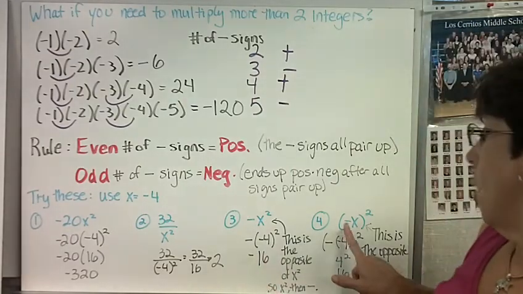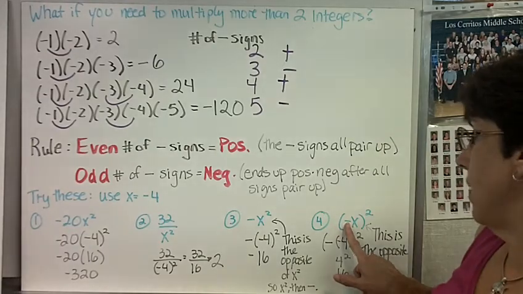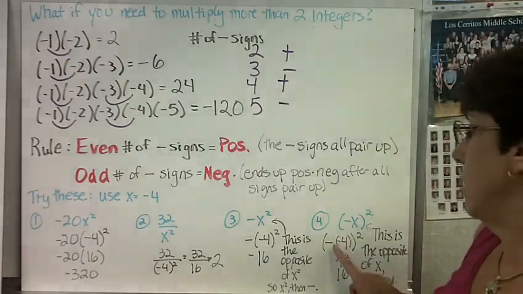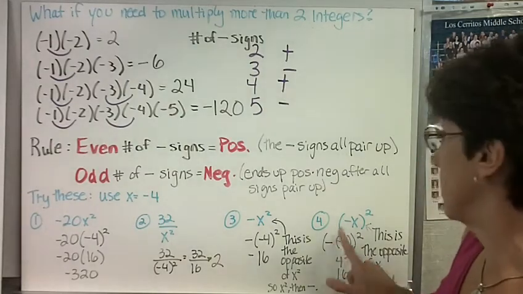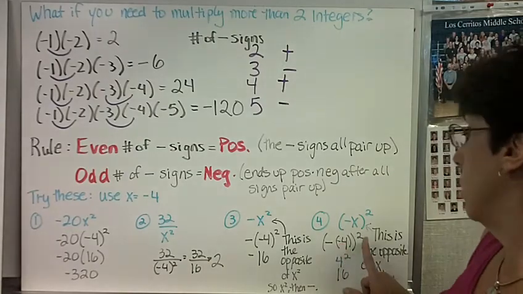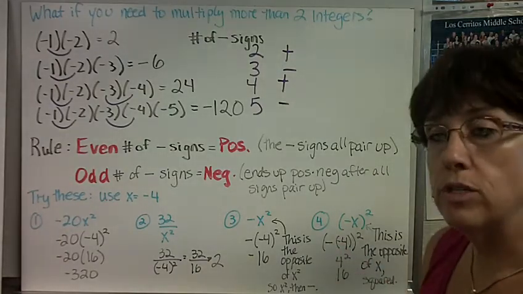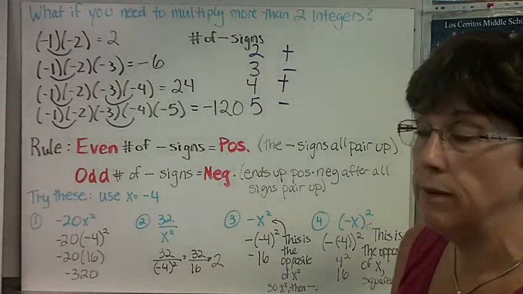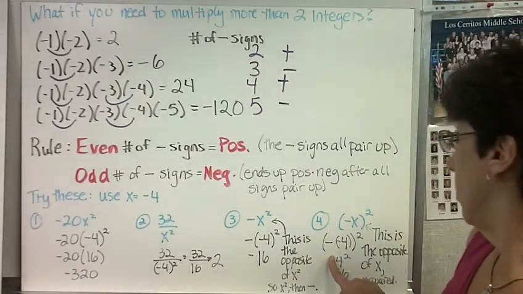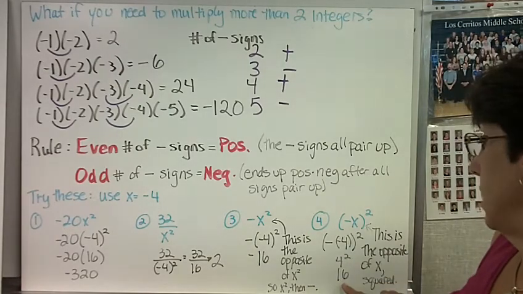One more. How about the opposite of x squared? So when we substitute in, now we have 2 sets of parentheses because this already started with parentheses. So we have the opposite of negative 4 squared. Order of operations here says do parentheses first, right? So what's the opposite of negative 4? Positive 4. Positive 4 squared is 16.